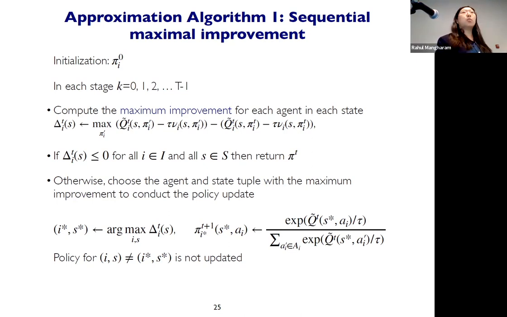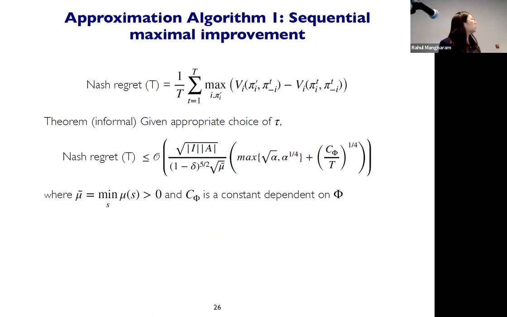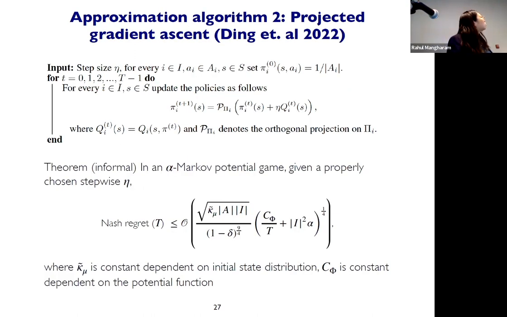So this builds on the previous actor-critic algorithm. And we showed this Nash regret analysis, and how the Nash regret scales with respect to the number of agents, the size of the actions, as well as alpha, the alpha that captures the gap between the game and a potential game. And then we also looked into the widely studied projected gradient ascent algorithm and found how the Nash regret bound would scale, again with respect to alpha. So the bound will go to the original bound in the literature when alpha becomes zero.